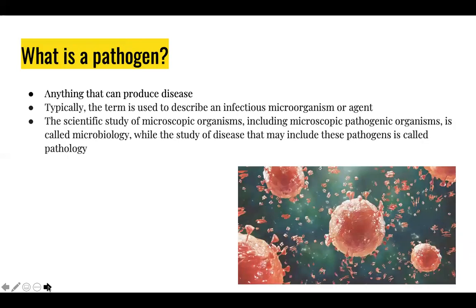What is a pathogen? A pathogen is anything that can produce an infection or disease. This term is used to describe an infectious microorganism or agent. The specific study of microorganisms, including microscopic pathogen organisms, is called microbiology, while the study of the disease that may include these pathogens is called pathology.